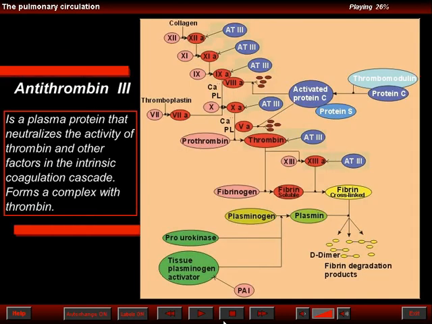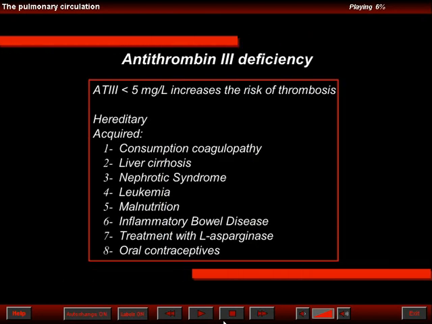Antithrombin 3 is a plasma protein that neutralizes the activity of thrombin and other factors in the intrinsic coagulation. It forms a complex with thrombin. Antithrombin 3 deficiency: antithrombin 3 less than 5 milligrams per liter increases the risk of thrombosis. It can be hereditary or acquired, such as seen with consumption coagulopathy, liver cirrhosis, nephrotic syndrome, leukemia, malnutrition, inflammatory bowel disease, treatment with L-asparaginase, and from the use of oral contraceptives.